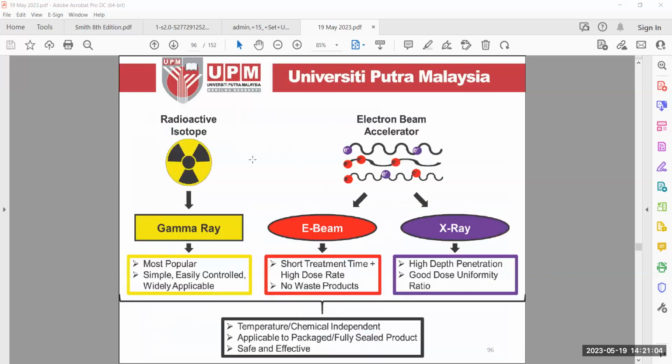Okay, so again, these are the sources that you have. Gamma ray is basically the most popular, simple, easily controlled, and widely available. But it has radioactive waste in comparison to the e-beam and X-ray.